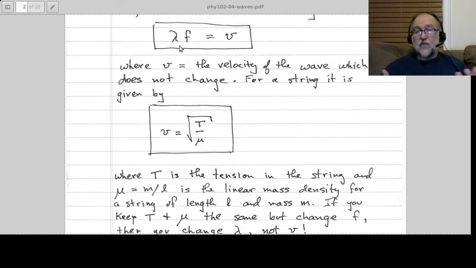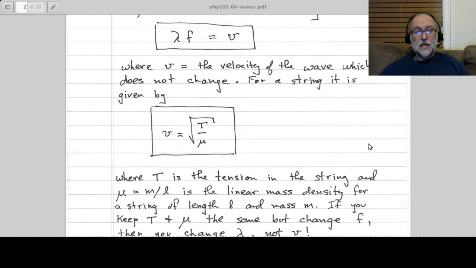Same string, same velocity of waves. But now we're going to bob it quickly, in which case we will have a higher frequency and smaller wavelength, but still the same velocity. So you can actually adjust the frequency, and the wavelength will adjust accordingly, but the velocity remains the same, and what determines that velocity is the tension and the linear mass density.